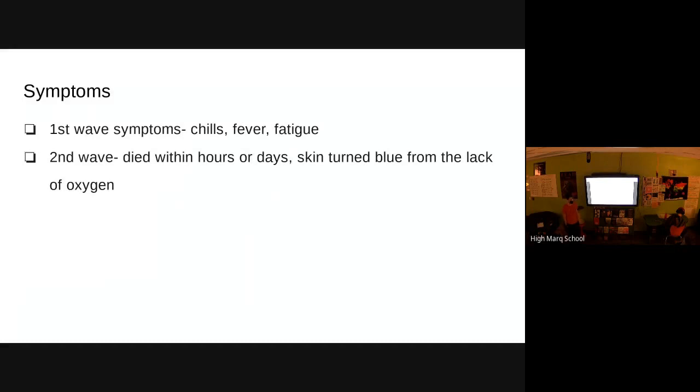For the first wave of symptoms, it would be chills, fever, and fatigue. And then after the second wave of symptoms, you could die within hours or days, or your skin would turn blue due to the lack of oxygen.